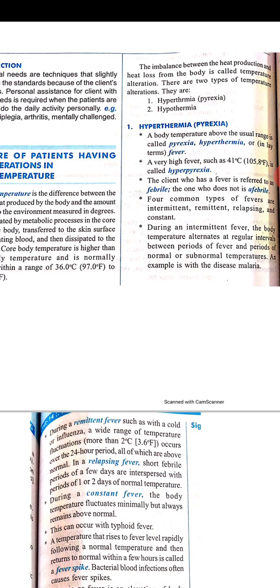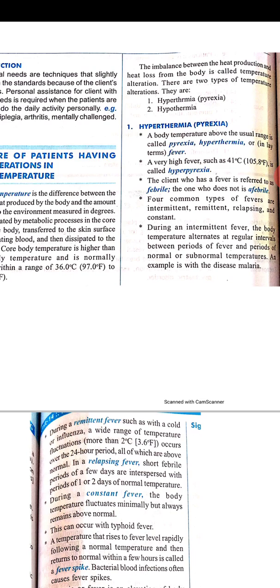Our normal body temperature range is 36.0 degrees centigrade to 37.5 degrees centigrade, or 97.0 degrees Fahrenheit to 99.5 degrees Fahrenheit. Okay. So when body temperature ranges above the normal range, that is known as pyrexia or hyperthermia. When body temperature rises above 99 degrees Fahrenheit, or 37.2 degrees centigrade, that is also known as hyperthermia or pyrexia.